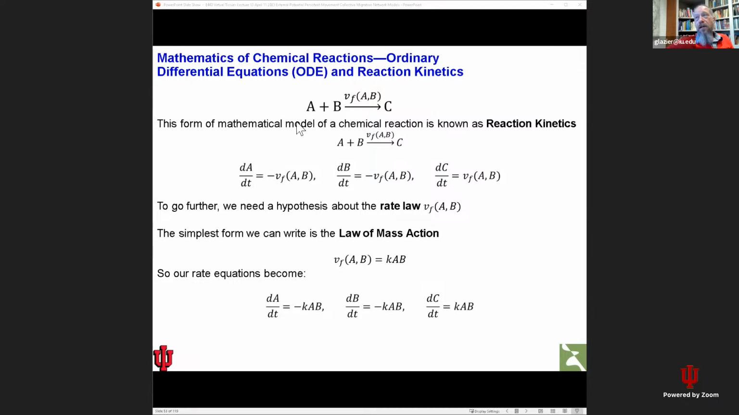Things are a little bit more complicated if I have 2A plus B goes to C. Then the law of mass action says k A squared times B. And the reason for this is derived from the probability of two particles interacting with each other. If I have a box and I ask what's the probability that molecule A and molecule B collide, that probability is proportional to the concentration of A and the concentration of B. If I need two molecules of A and one molecule of B to come together, then the probability is A times A times B, or A squared times B.